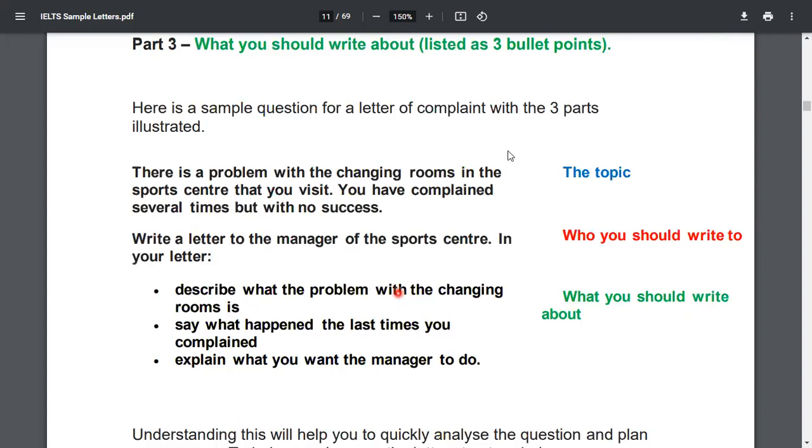Let me just move to the actual question. There is a problem with the changing rooms in the sports center that you visit. You have complained several times, but with no success. Write a letter to the manager of the sports center. In your letter, describe what the problem with the changing room is. Say what happened the last times you complained, and explain what you want the manager to do. So as you can see, it's a complaint letter. You are about to complain about a specific matter or situation.